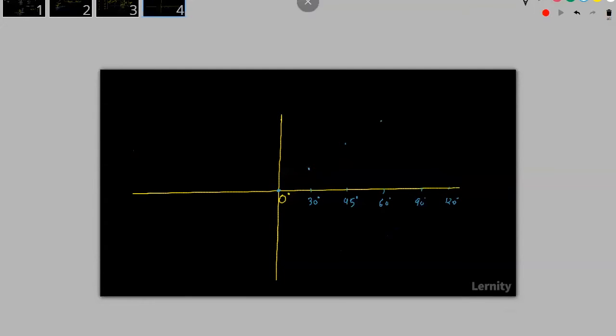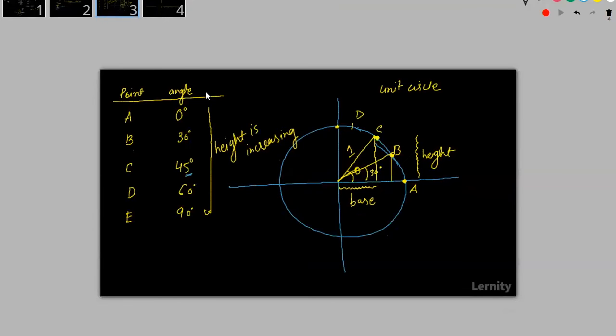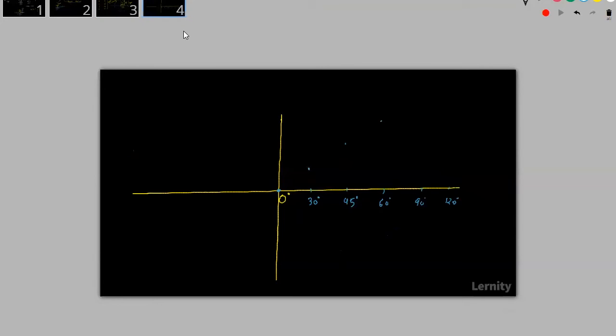Okay. Then sine 90. What is the value of sine 90? So that means I will have sine 90 here. When I connect the dots, suppose the dots were here, this one, this one, this will become something like this.